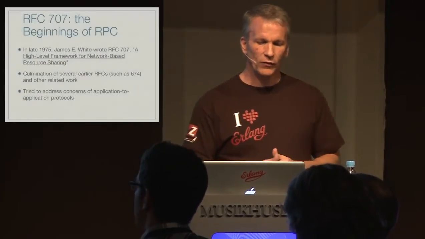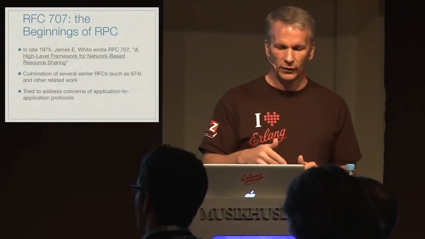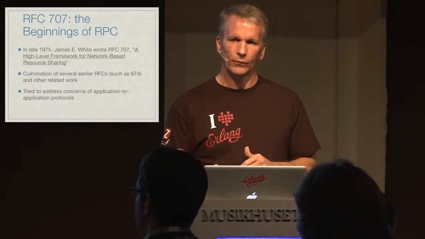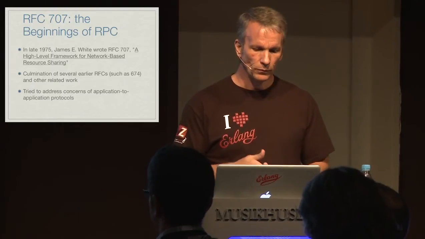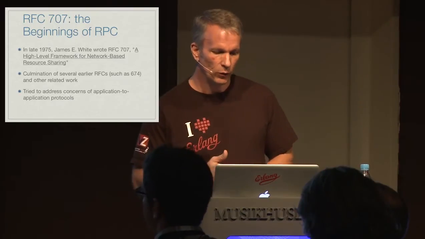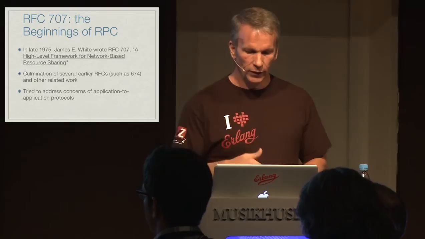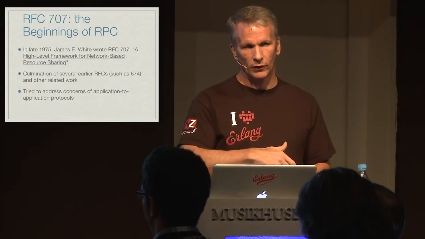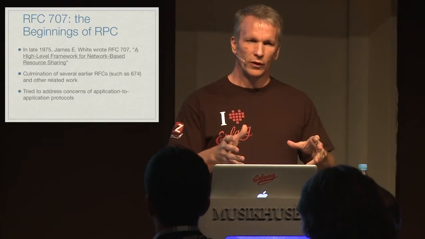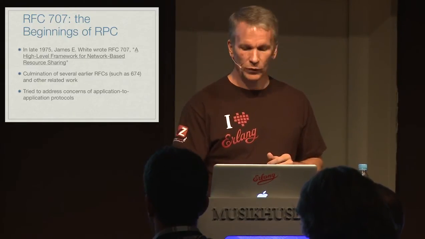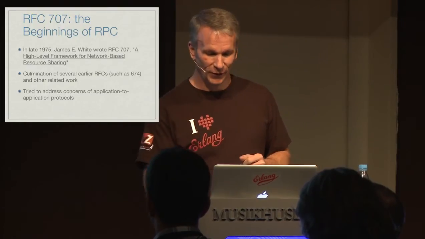So if you go to RFC 707, which came about in, I think, late 1975 or early 1976, James White, who wrote, I believe, 28 RFCs in total, wrote RFC 707. It was a high-level framework for network-based resource sharing. It built on earlier RFCs, such as 674, but what it was trying to do was address that growing interest in application-to-application protocols. So if you're ever bored, like maybe halfway through this talk, you might want to pull up that RFC and give it a read.